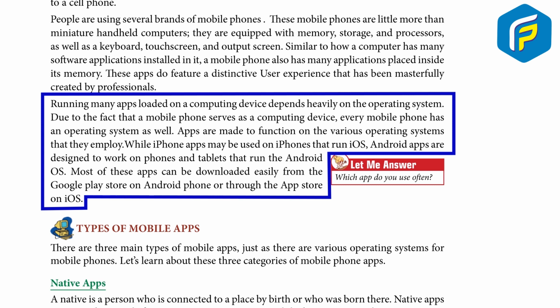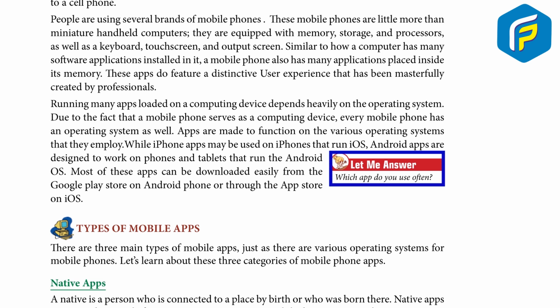Apps are made to function on the various operating systems they employ. iPhone apps may be used on iPhones that run iOS. Android apps are designed to work on phones and tablets that run the Android OS. Most of these apps can be downloaded easily from the Google Play Store on Android phones or through the App Store on iOS. Let me ask, which app do you use often?